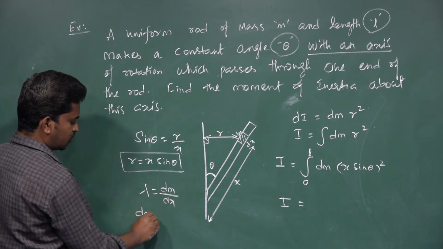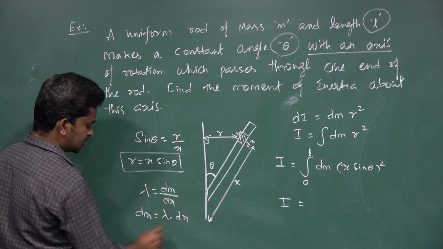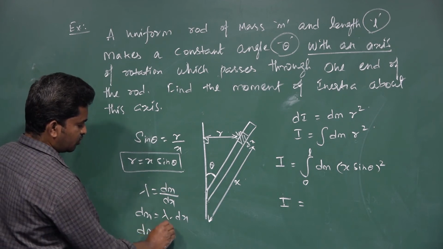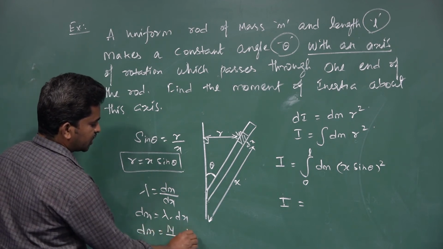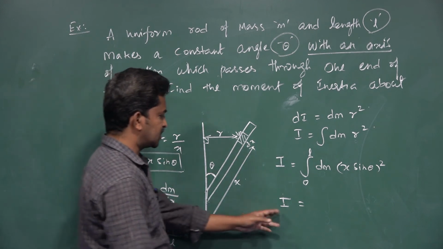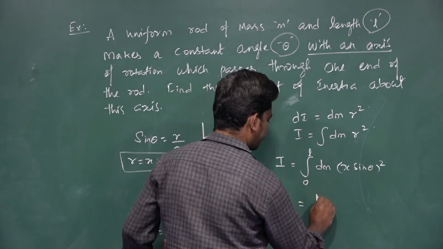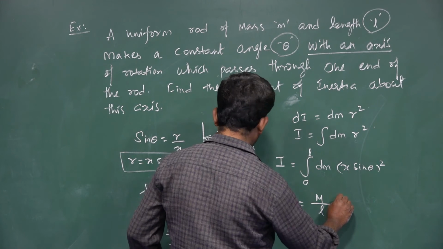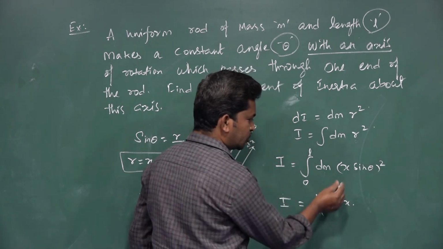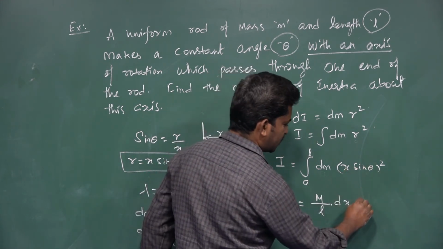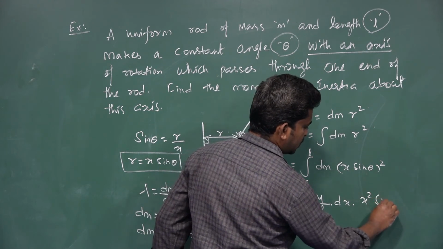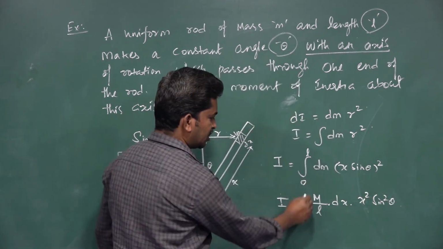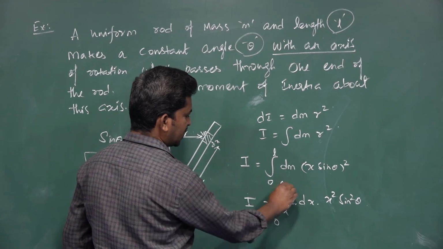So dm is equal to lambda into dx. So dm is equal to m divided by L into dx. Substituting the value, dm is equal to m divided by L into dx, into (x sin theta) whole square. So x square sin square theta, and the limit is 0 to L.